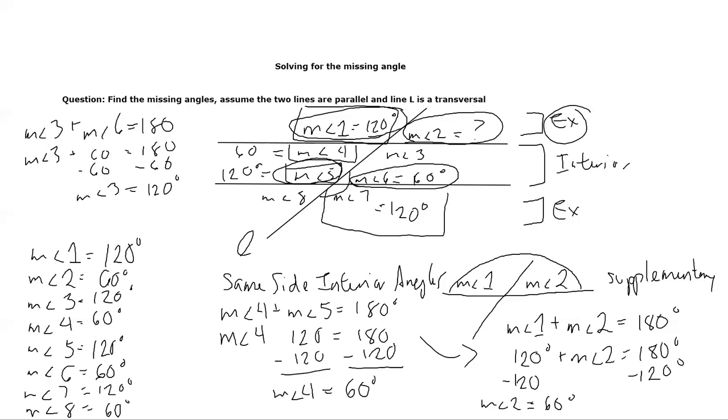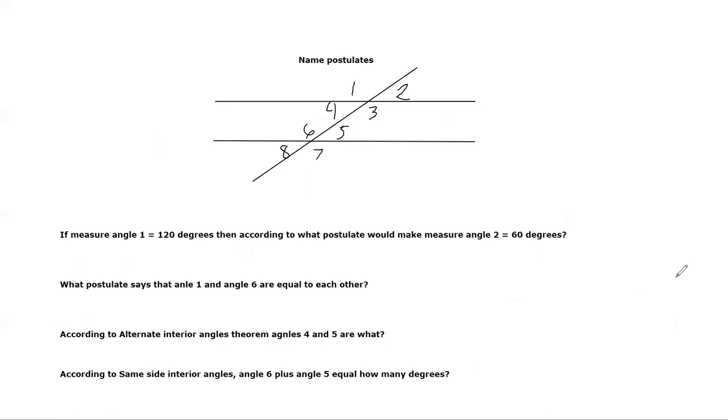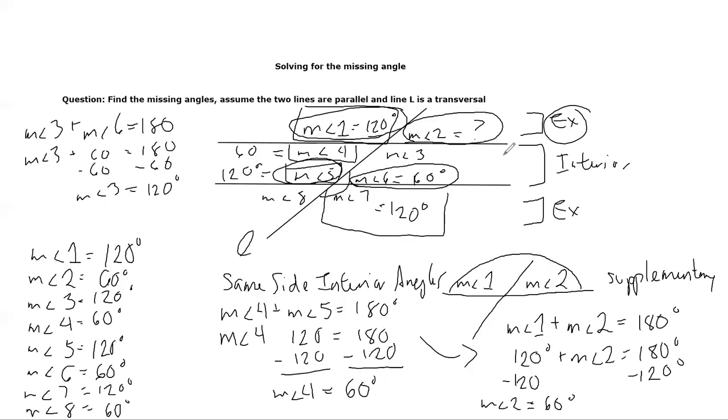But you are going to have to do a couple other things. For example, what if I give you a blank one like this, and I ask you, hey, can you name the postulates involved? Let's look at these scenarios right here. For question number 1, if measure angle 1 is 120, then according to what postulate would measure angle 2 be 60 degrees? Well, I know I didn't really list the postulate for here, but remember how we said measure angle 1 was 120, and that means that measure angle 1 and measure angle 2 are supplementary.